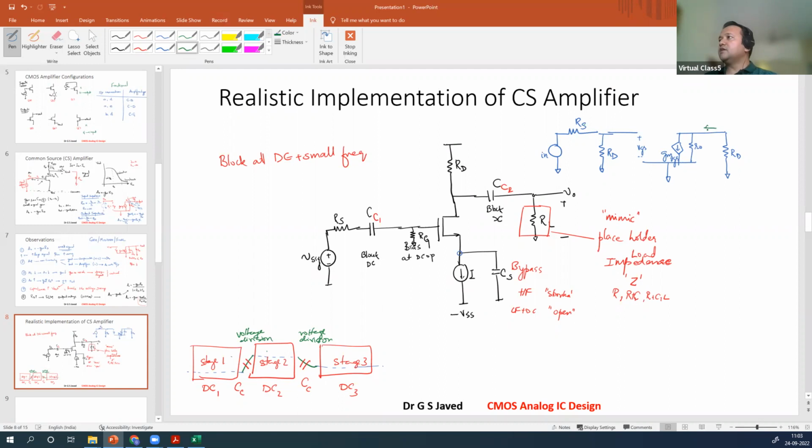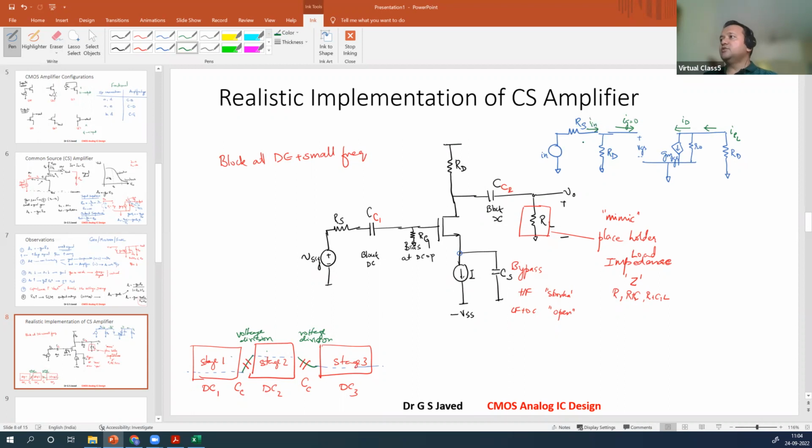You will have the IRL and this will be ID. IRL is negative, ID is positive. Correct? Next, you will have source. Source, there is no source current here. Next, gate. There is no gate current here. So whatever current goes here has to flow through this RD. So this is your I input.